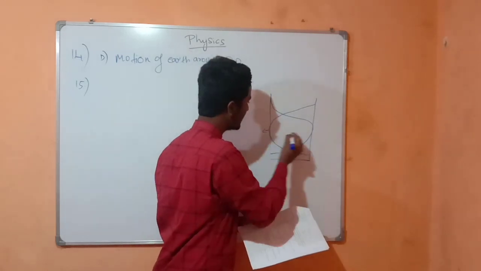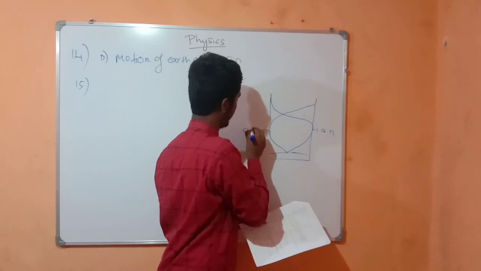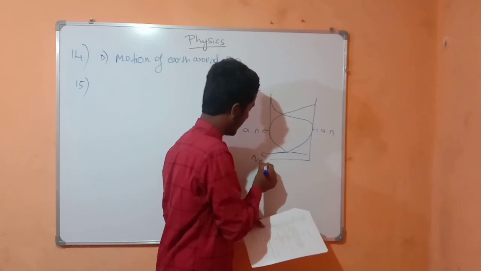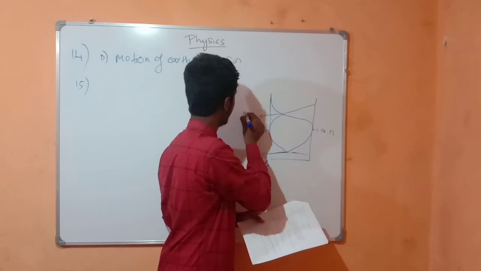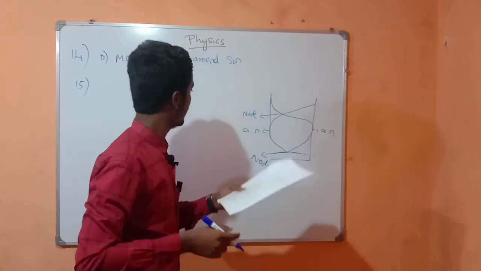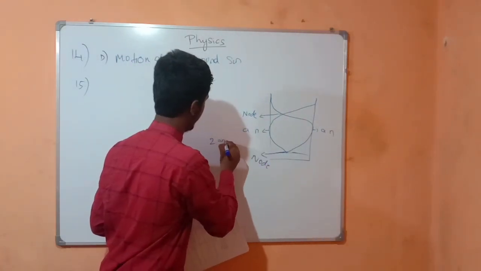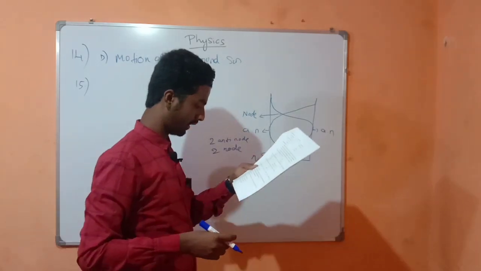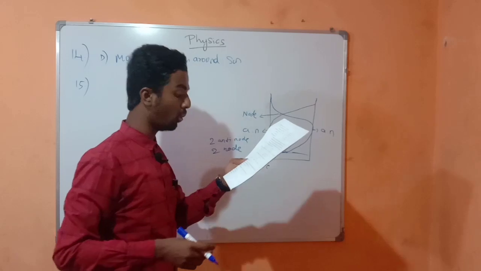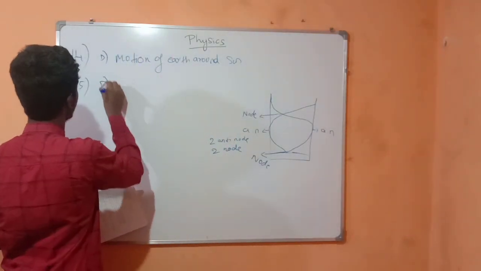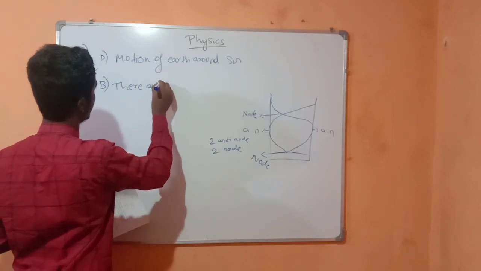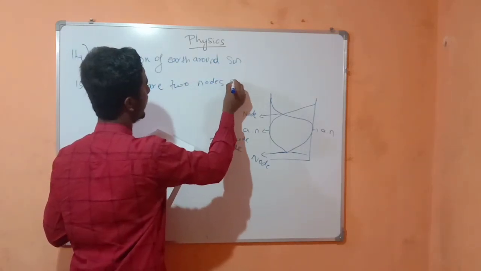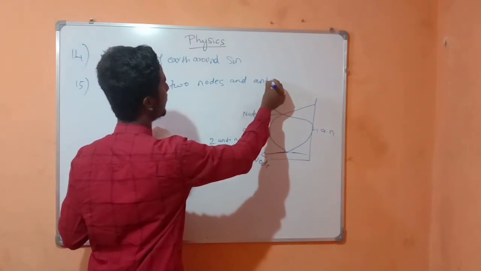See, children, this and this are antinodes. Where they have connected, that is node, children. Here also it is connected now. This is also node. And there are two antinodes. Two nodes. They have given option B. There are two nodes and two antinodes, children. Option B.